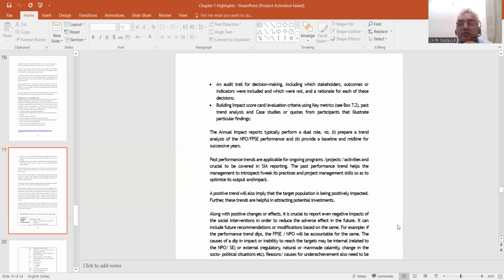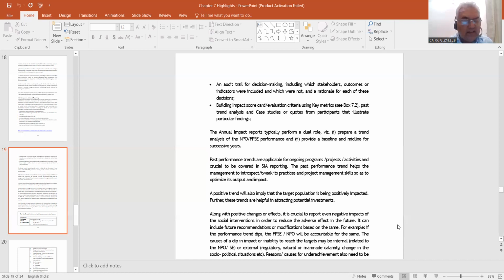The annual impact report typically performs a dual role. Namely, it prepares a trend analysis of the NPO or FPSC performance, and it provides a baseline and midline for successive years. So past performance trends are applicable for ongoing programs or projects or activities and are crucial to be covered in social impact assessment reporting. The past performance trend. So here it is a baseline and a midline. What is meant by midline?